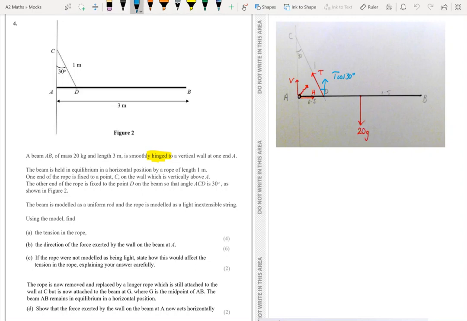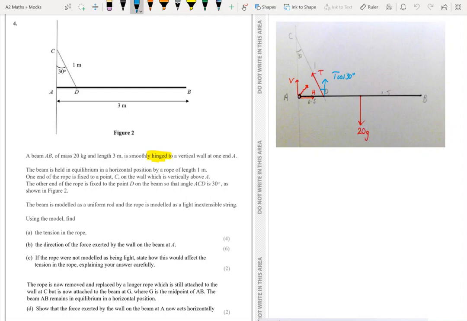Straight away from looking at the diagram in this question, it looks like a classic moments question. So once again, we need to get our own good clear force diagram drawn. And in my lab, I've emphasised the beam in black because we're only drawing the forces that act on the beam. So we've got the weight force, 20g.